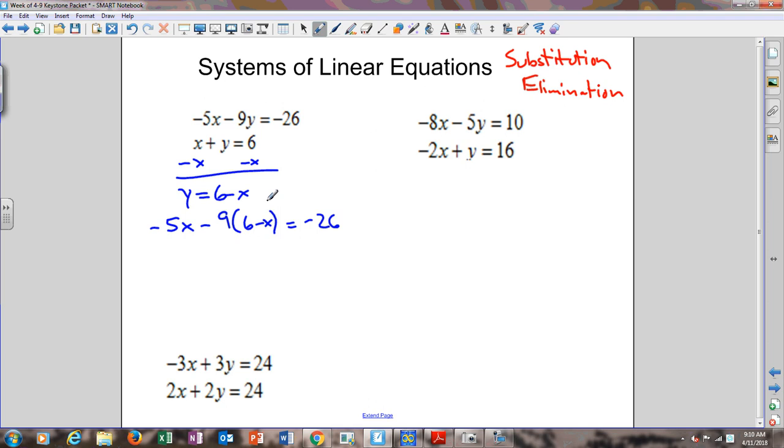Now, in our Keystone lesson yesterday, we learned about the distributive property. So we're going to have to distribute this negative 9 to both terms. So it gives you negative 5x minus 54 plus 9x equals negative 26. Now, because these are both on the same side, both these x's, we can combine our like terms.